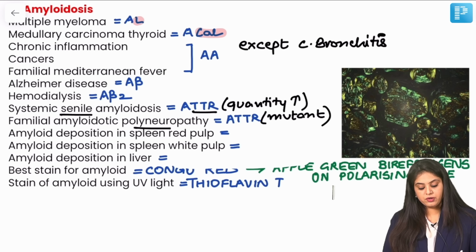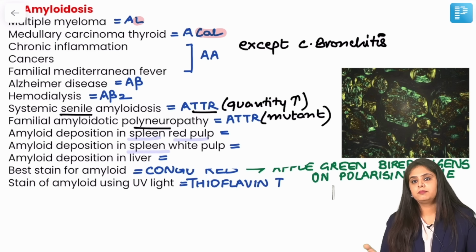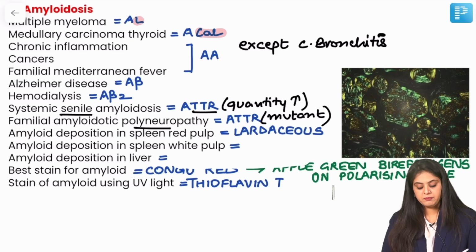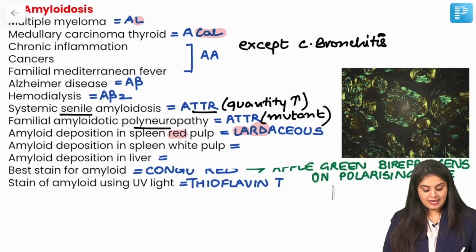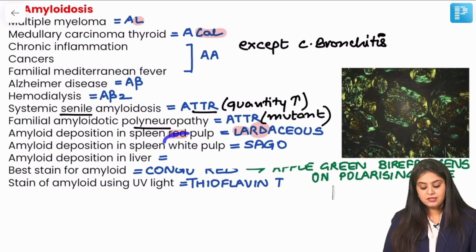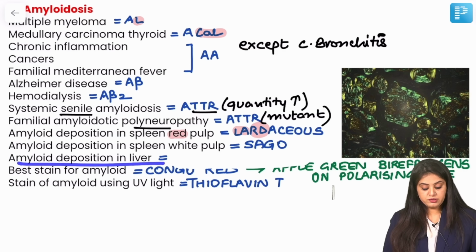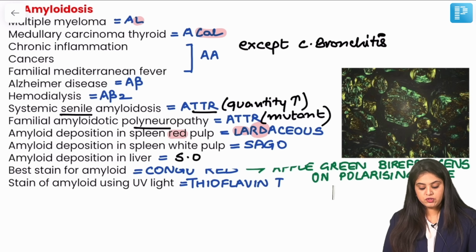Now coming to the organs, it can go in spleen, liver, it can go in any organ. But when it goes in the spleen, either it goes amyloid in the red pulp or the white pulp. When it goes in the red pulp, it is known as lardaceous spleen. You can learn it as lal for red or lar, lardaceous, whatever works for you. And for sago spleen, sago is the English for sabudana, which is white in color. So when amyloid goes into the white pulp, it is sago spleen. When amyloid goes into the liver, the first space in which it goes is referred to as the space of Disse.